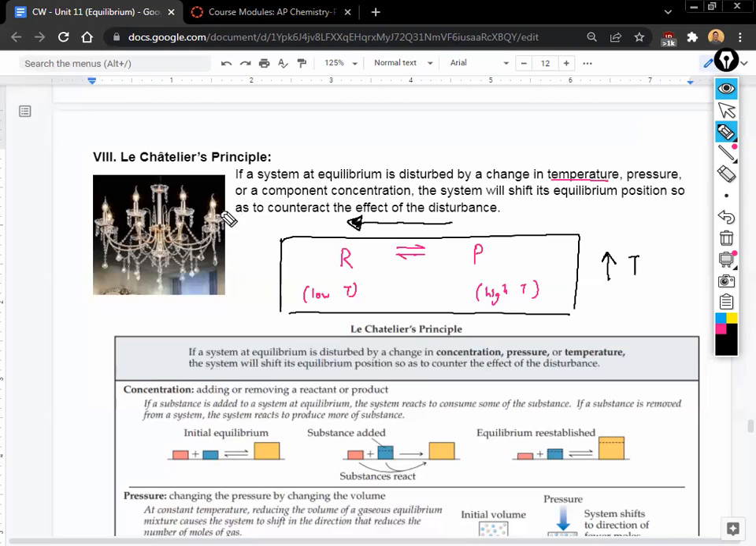That's why I kind of like saying it's a chandelier, because it swings like a chandelier. Okay, never mind. I'm not going to sing the song, but yeah.